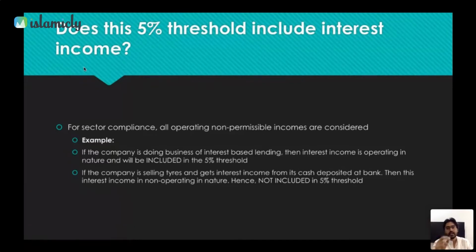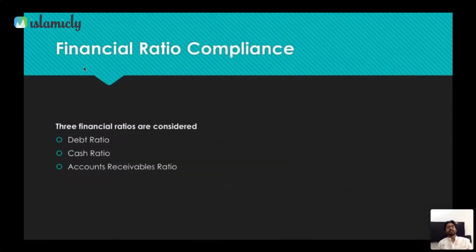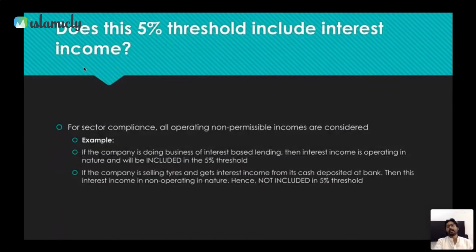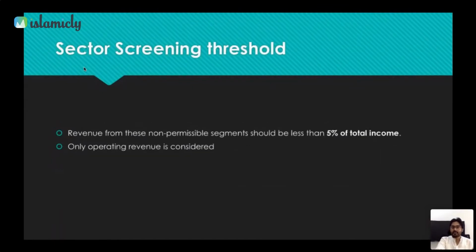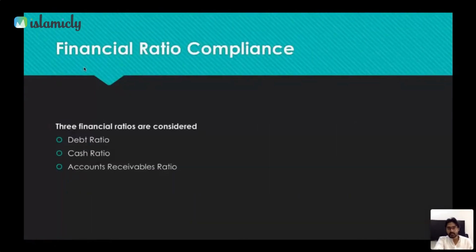Hence, the Sharia scholars say, to decide whether a company's business activity is Sharia compliant or not, we should not account for non-operating incomes. Where the effort of the management has gone, where they've consciously made an effort, consider those incomes to be part of the sector screening criteria. Clear? Let's move on. If revenue from these non-permissible segments is less than 5% of total income, the company passes the sector screening criteria. Once the company passes the sector screening criteria, you will have to apply the financial ratio compliance.